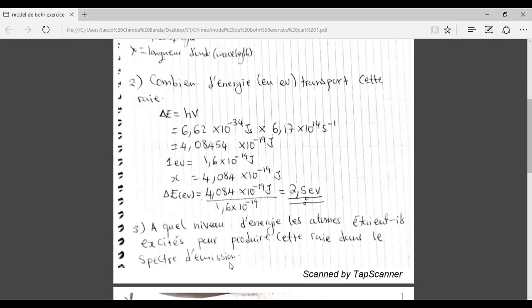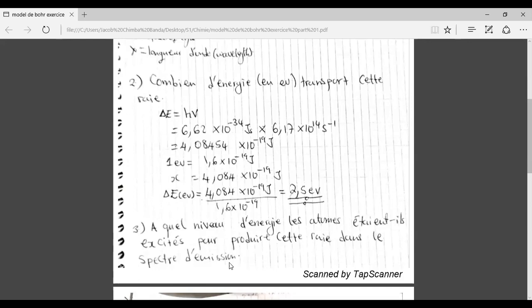Now, they want us to find where it is coming from. Then how do you find your n? This is where you're supposed to think. Remember what I explained: when an electron is coming back, if n is equal to 1, it's supposed to come back to n equal to 1.